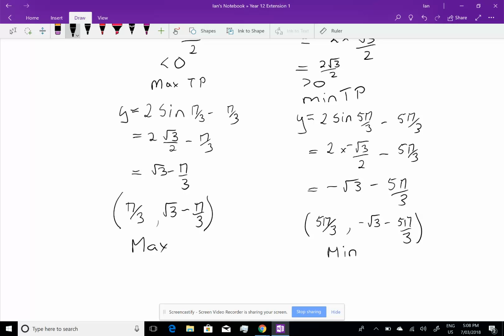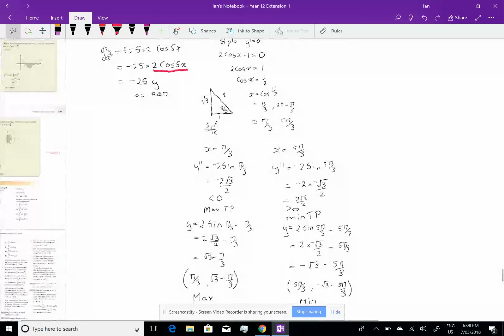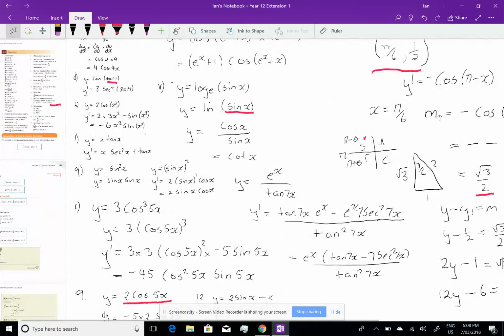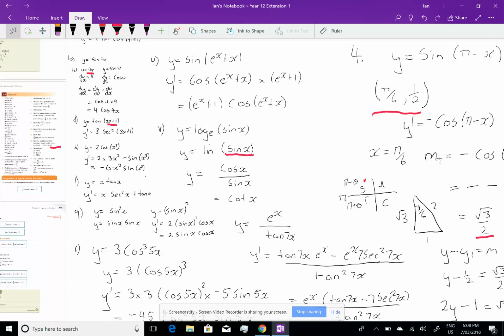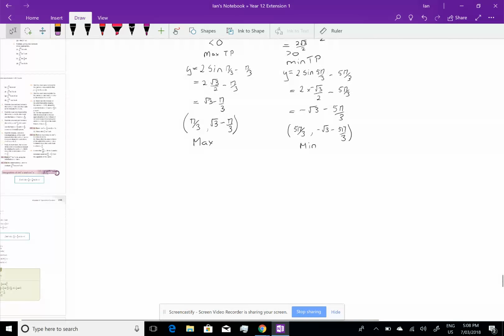Now, hopefully you had a go at that. Hopefully you've done lots of the questions from question 1, especially if you missed it, and that you're able to do up to and including question 12 by tomorrow. It's pretty important. Good luck.